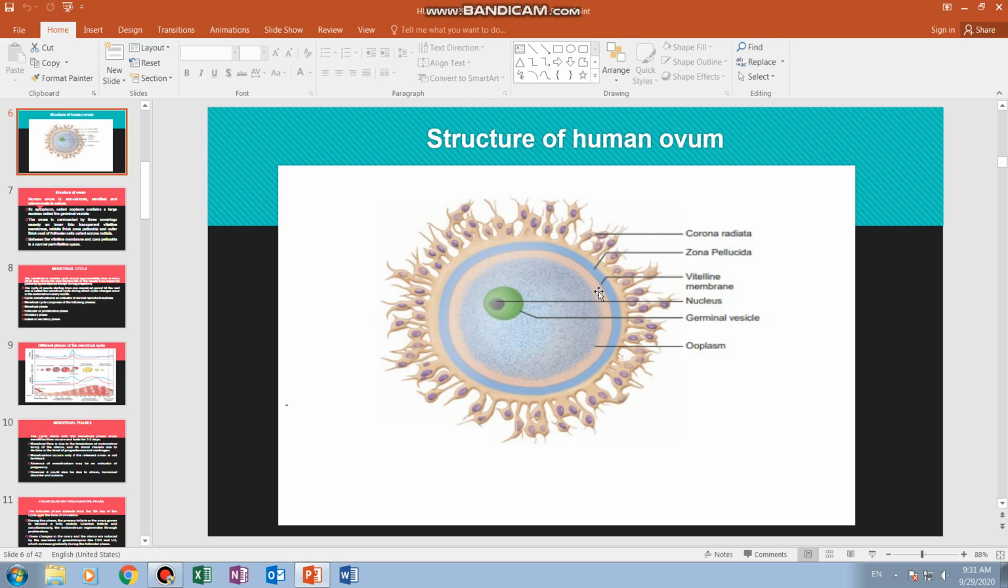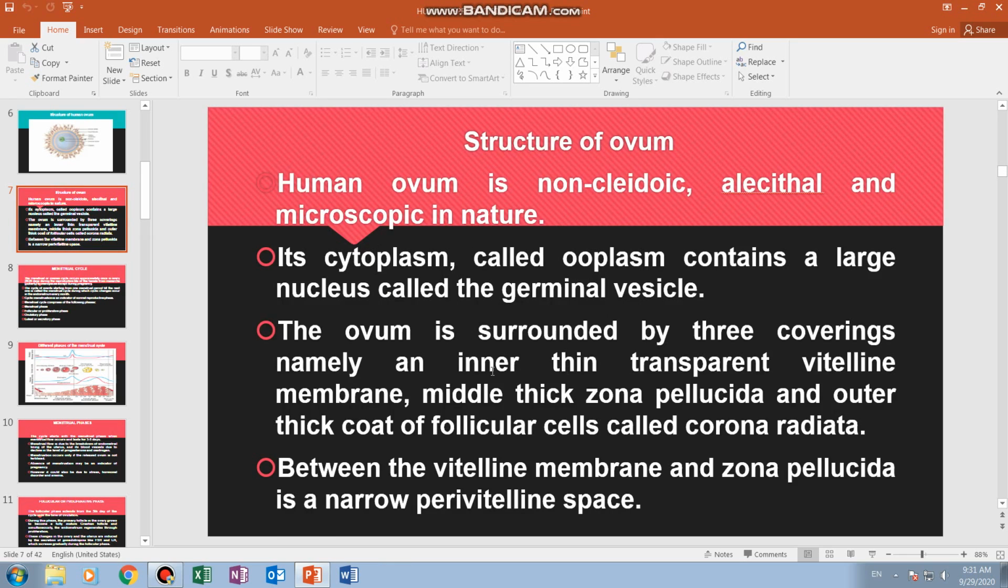Between the innermost membrane, vitelline membrane, and the middle one, zona pellucida, there is a space which is called perivitelline space. Inside it is filled with cytoplasm, which is also called ooplasm, and it has a large nucleus, and the nucleus is also called germinal vesicle. So this is about the structure of the human ovum, and it is microscopic also. So this is what I explained using the picture.